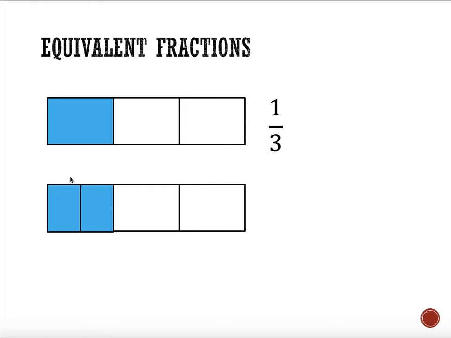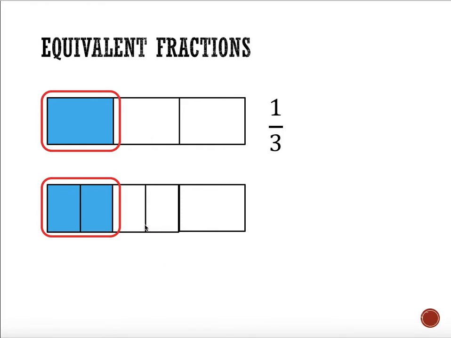I have divided the same blue part into two equal parts so that the size of the blue part remains the same as before, it has not changed. Now let's look at this white part. I'm going to take that and divide it into two equal parts, and same with the last one.